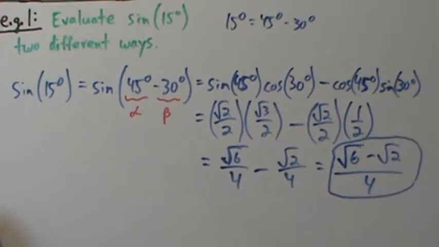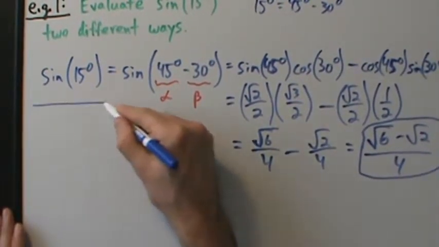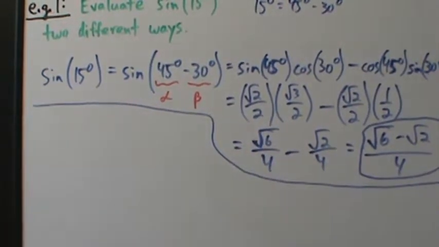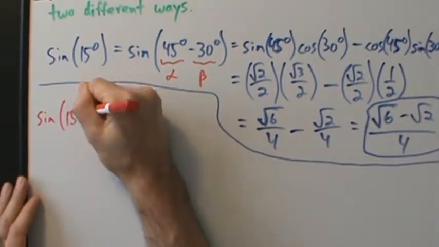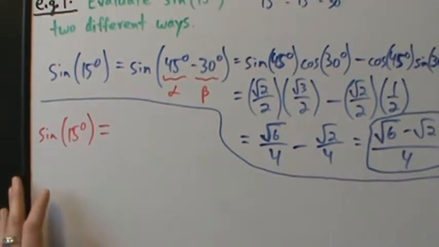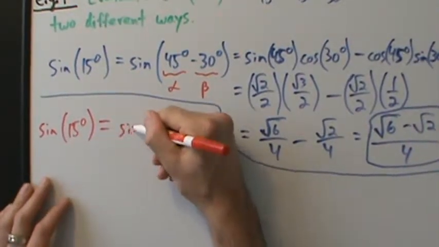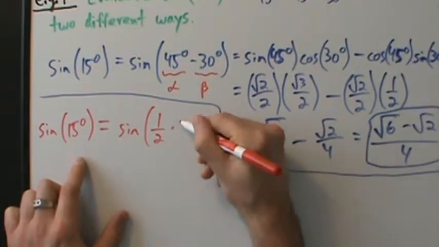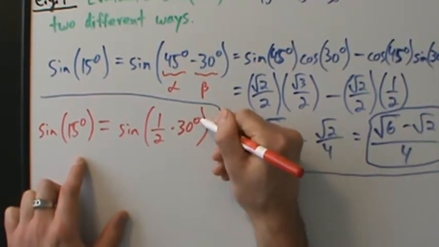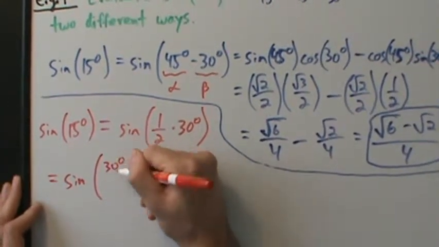Now we're going to do this a different way using the half-angle formulas. So with the half-angle formulas, what's going on is sine of 15 degrees. The idea is to say, okay, 15 degrees is half of what? So we'll say sine of 1/2 of what? 15 degrees is half of 30 degrees, right? So that's going to be 1/2 of 30 degrees. In other words, that's going to be sine of 30 degrees divided by 2.